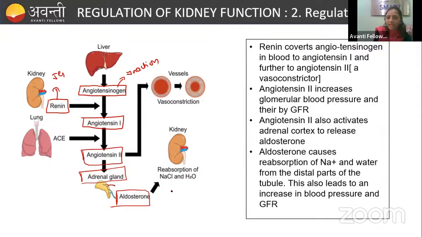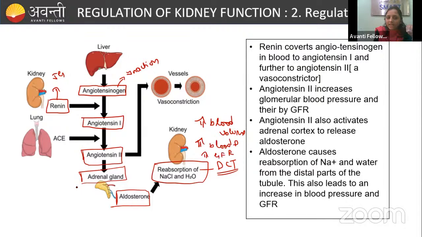What is the main function of aldosterone? Aldosterone reabsorbs sodium and water from the distal convoluted tubule. So that is from the distal convoluted tubule. Okay, that is the one process. When the water and sodium chloride are reabsorbed, obviously the volume of the blood increases, the blood volume, right, and it increases the blood pressure and the glomerular filtration rate, right.